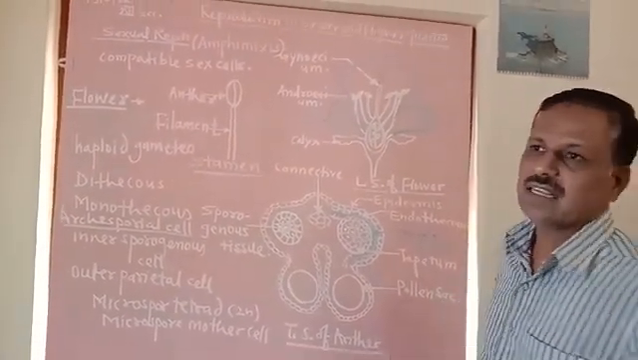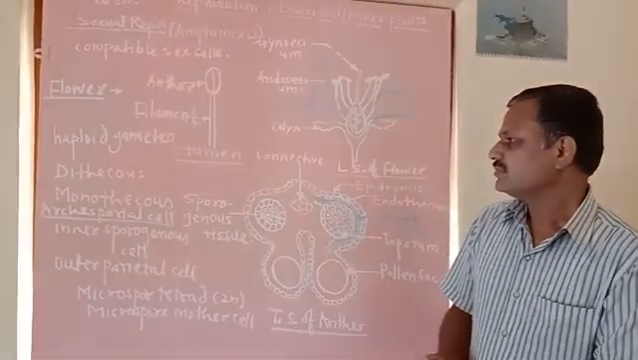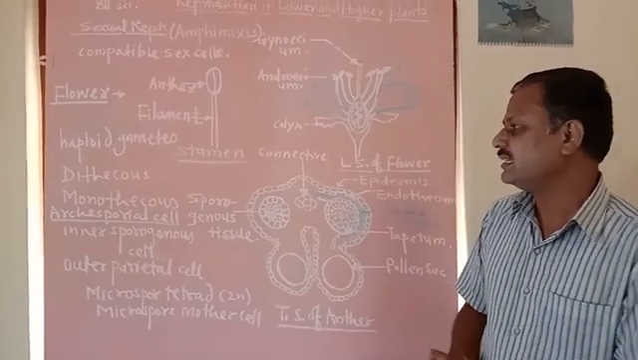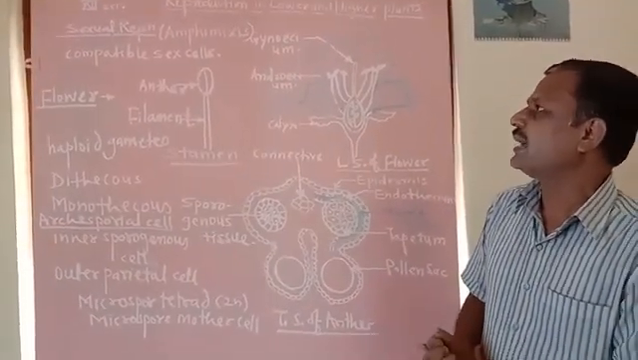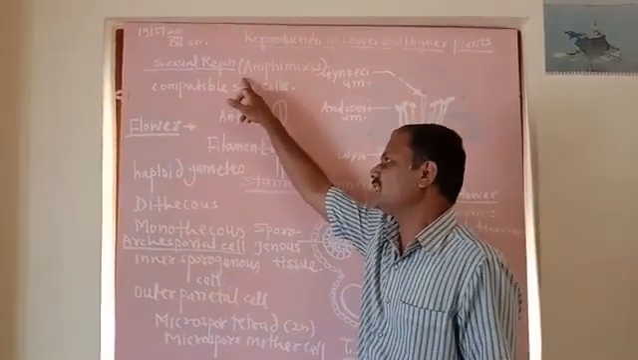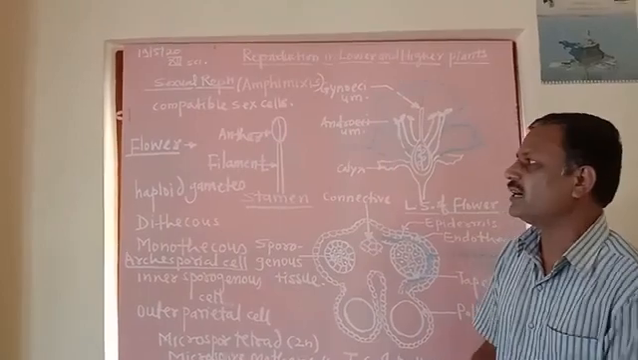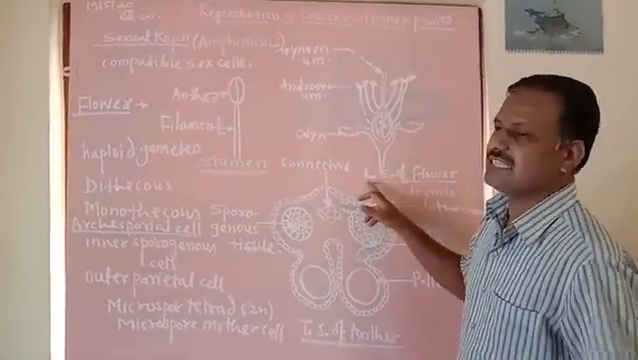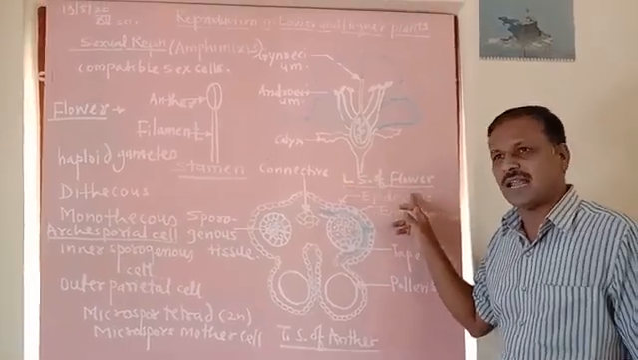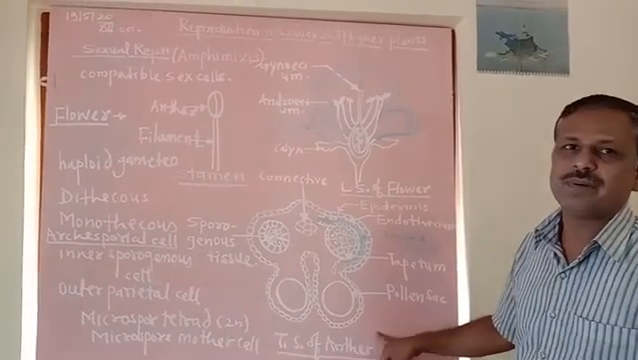You have homework on this title. Question number 1, define sexual reproduction. Question number 2, define flower. Then question number 3, sketch and label LS of flower, and question number 4, TS of anther.